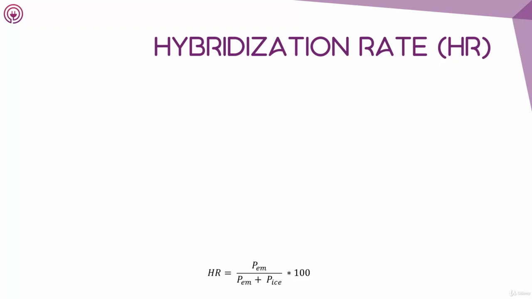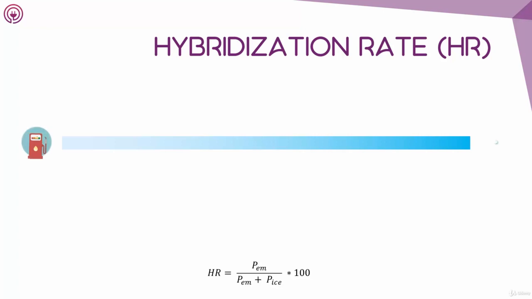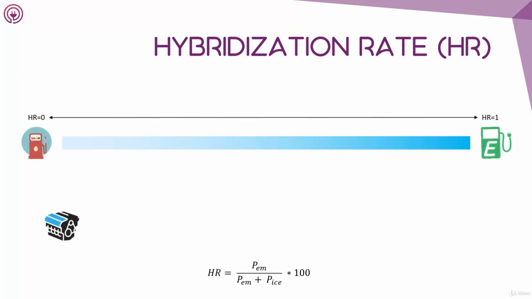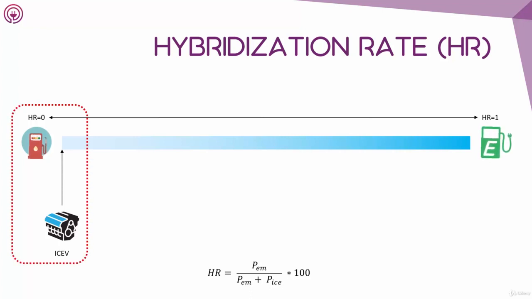The classification for different values of the hybridization rate is shown in the bar diagram, including the typical values of the power rating of the electric motor. On the two sides of the bar, we can see that the ICE vehicle's hybridization rate is 0 and the battery EV's hybridization rate is 1. When the hybridization rate value is smaller than 0.24, the HEV is considered a micro hybrid.